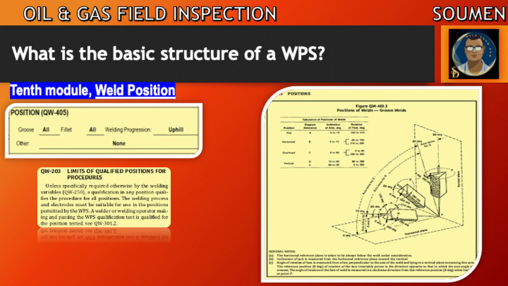The weld positions I have discussed in detail in my welding basic video. Without knowing the weld nomenclature, it will be difficult to understand the WPS. Limits of the qualified positions for the procedure you can see from QW 301.2, and basic of the positions is explained in the figure 451.1 at the right side. So for understanding, we have discussed the WPS basic structures and have taken ASME section 9 as an example.